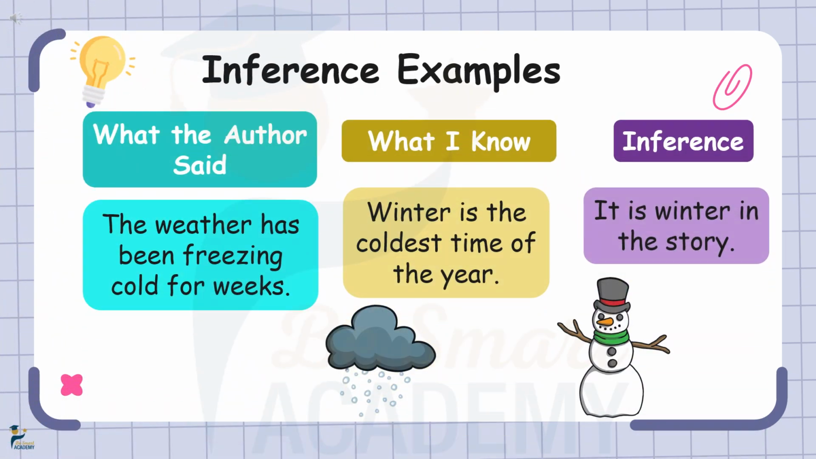Let's do some practice on how to make inferences. The clue that the author mentioned in the text is, the weather has been freezing cold for weeks. What we already know is, winter is the coldest time of the year. By combining the author's clue and our knowledge, we can infer that it is winter in the story.